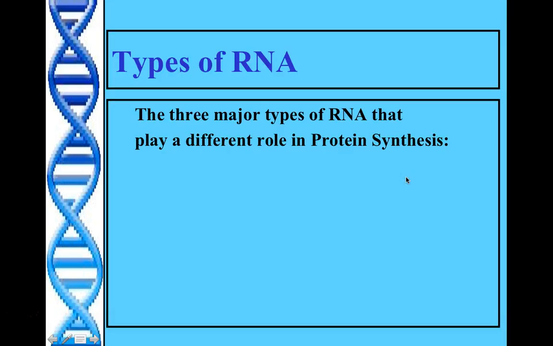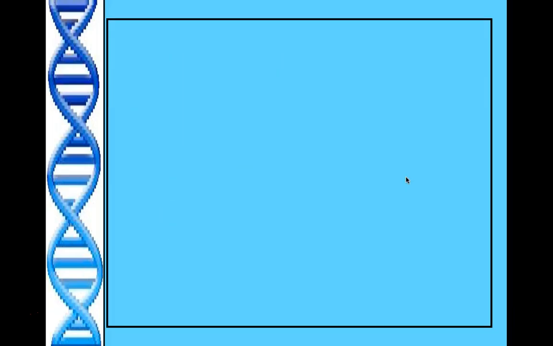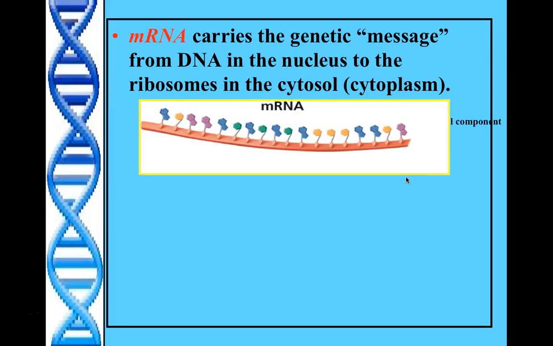Now we know the overall structure of RNA, let's start talking about the different types of RNA. There are three major types of RNA that play completely different roles in protein synthesis. The first type of RNA is mRNA, which stands for messenger RNA. The next one is called ribosomal RNA, short for rRNA. And the third one is transfer RNA, also known as tRNA. So let's take a closer look at these. The first one we're going to talk about is mRNA.